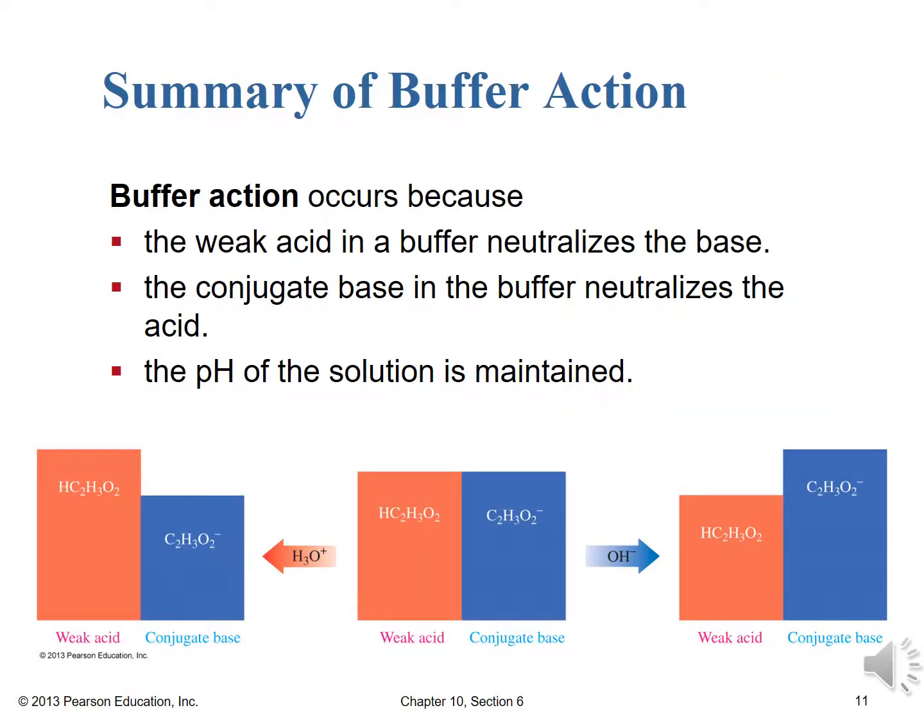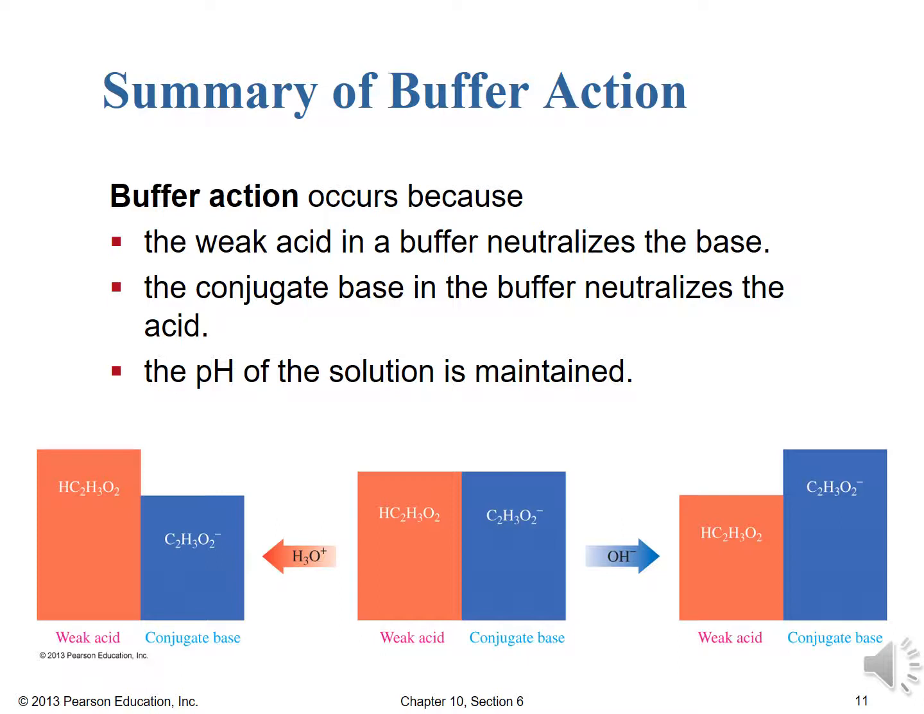Okay, so in summary, the buffer action occurs because the weak acid in a buffer can neutralize any added base, the conjugate base in the buffer can neutralize any added acid, and the pH of the solution is maintained to the majority of the extent. Again, you might get small decreases in pH with the addition of H3O+, like 0.01 units, or small increases in pH with the increase of OH-, like 0.01 units, as opposed to 3.0 or 3.5 as we saw with pure water.